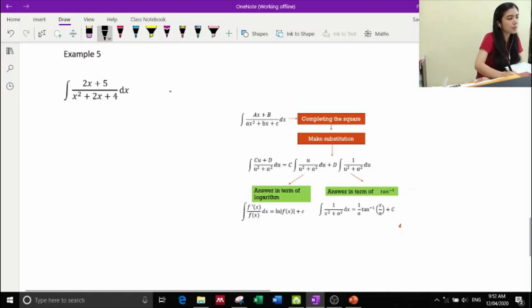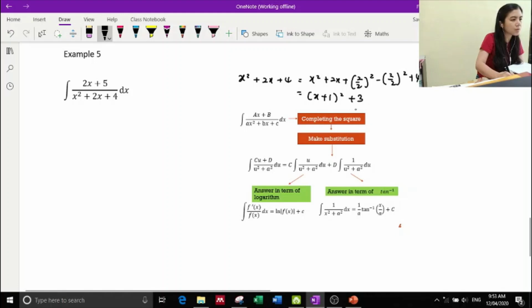Okay, for example 5, let's just do the completing the square. So this is actually x squared plus 2x plus 4, and your coefficient of x is positive 2. So we have plus 2/2 square minus 2/2 square plus 4, and in the front we will have x plus 1 squared. At the back we have minus 1 plus 4. That actually gives you positive 3. So that means that your next line of integration, your denominator is going to change to x plus 1 squared plus 3 dx. Okay, so this is the first step.